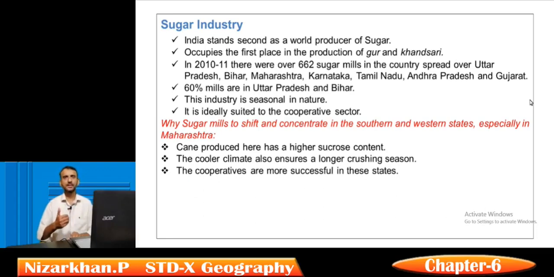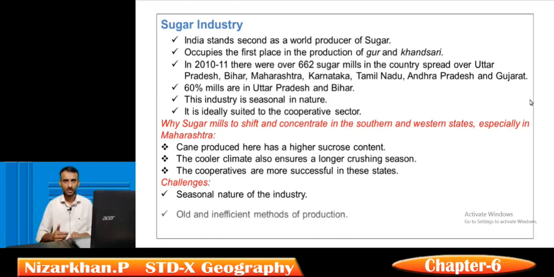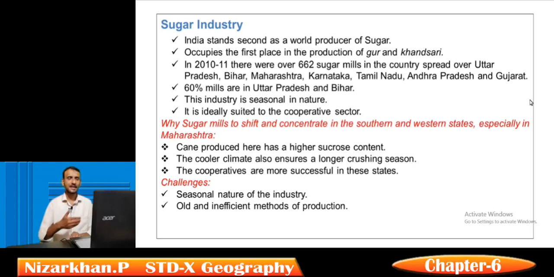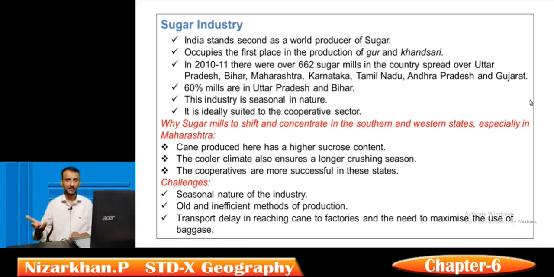Then what are the problems faced by the sugar industry? It is seasonal in nature. That is the first reason. Old and inefficient methods of production. Transport delay in reaching cane to factories; transport delay may reduce the sucrose content. And also the need to maximize the use of bagasse in the factories. After one or two uses, it is thrown away, so we want to utilize the bagasse to the maximum.